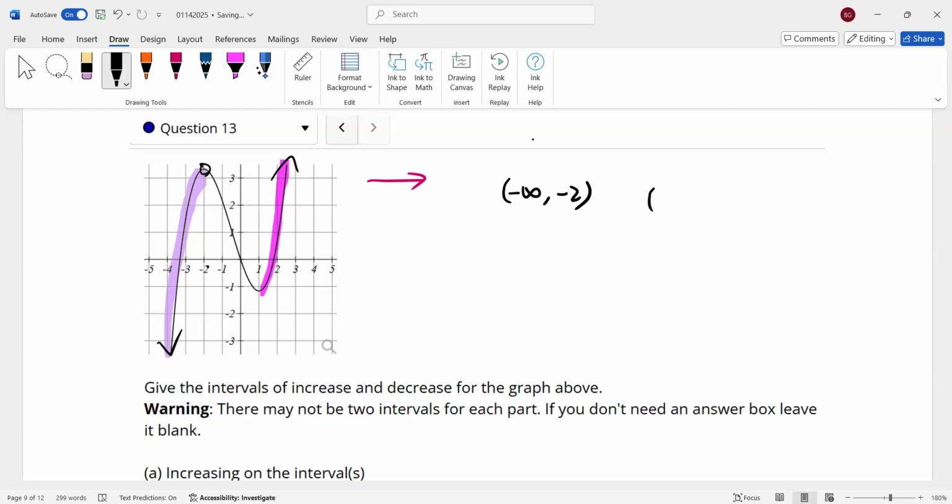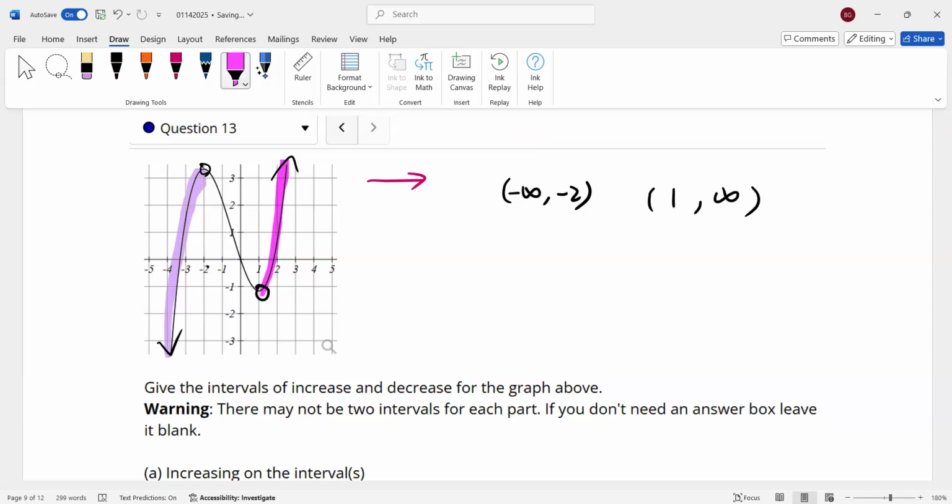We also have another interval on which the function increases, the pink one. You can draw a point starting here and going to infinity, positive infinity. And this point has x value positive 1. On those two intervals, the function increases.